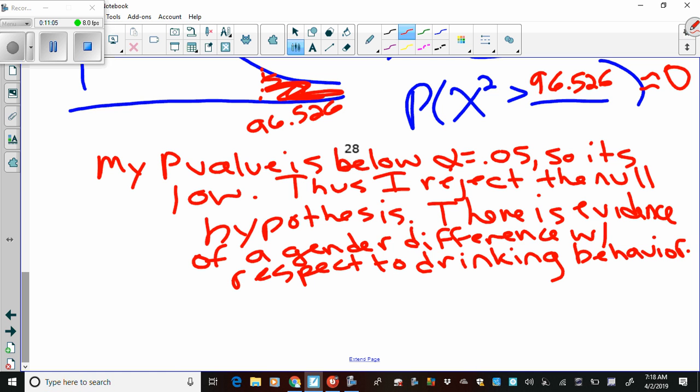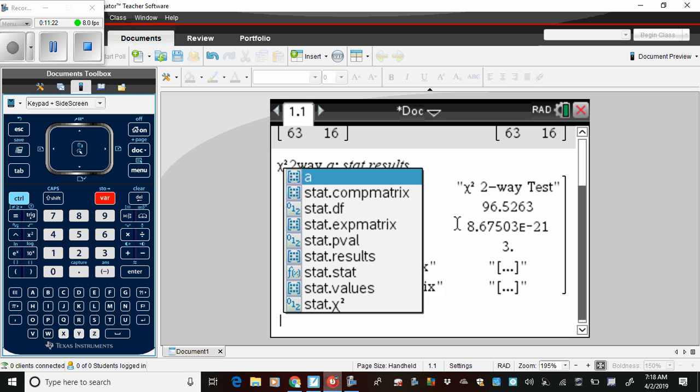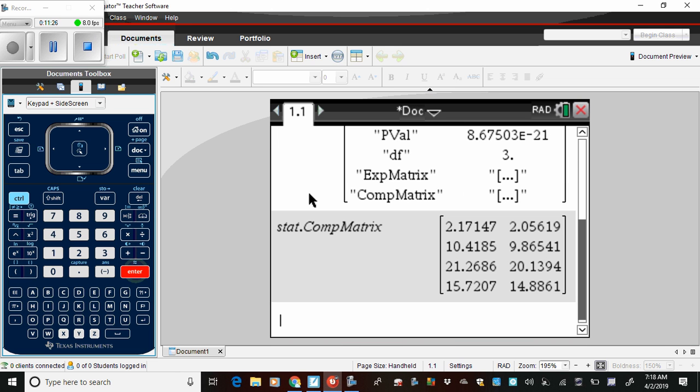So I do now have to give an example because I rejected the null. In my calculator, you can see, just like before, we have this comp matrix, and that will give you the individual computations for that chi-squared statistic. So if I hit var, and I find the comp matrix, and hit enter, and enter again, I look for the two biggest numbers. So the two biggest numbers are the 21 and the 20.